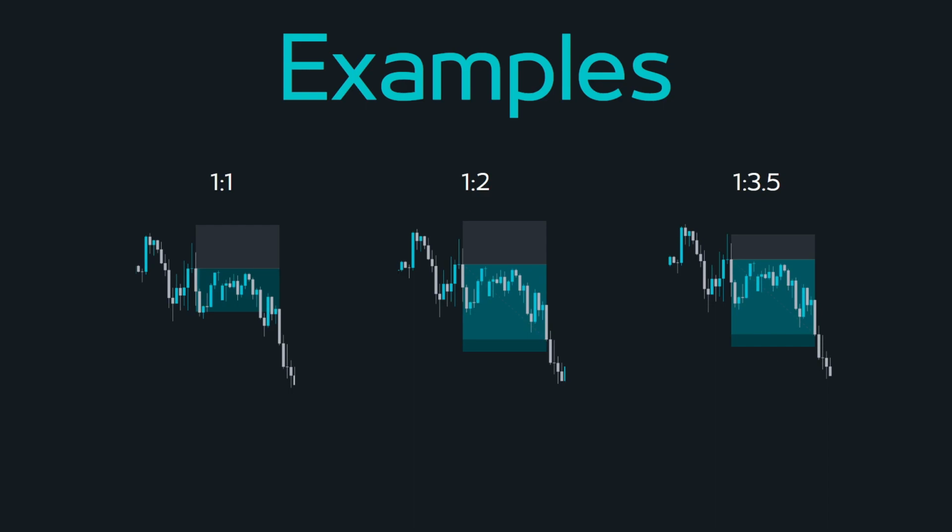Now, a 1-to-2 is a very good level. You have to win half your trades and still be profitable. And again, it just means if you lose 2 trades, you only have to win 1 to make it back. And it's just about managing that risk along the way. And for me, 1 to 3.5 or above is where you want to be putting your stop loss.